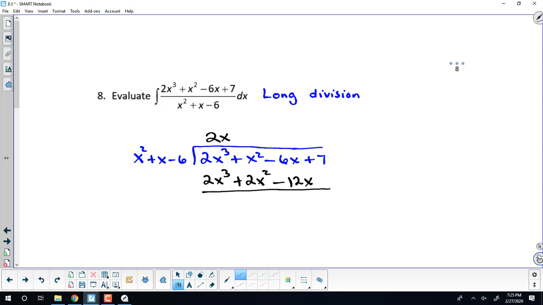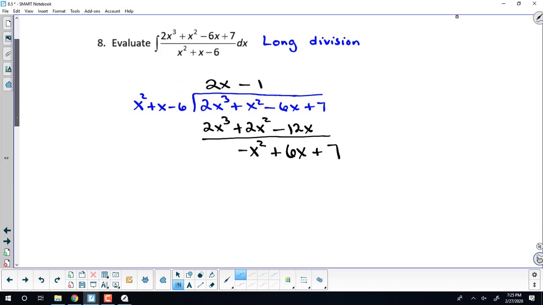So 2x cubed minus 2x cubed. We've got an x squared, rather, minus a 2x squared. We've got a negative 6x plus 12x. And then we're going to bring down the 7. Start over, we need a negative 1. So we have negative x squared minus x plus 6.